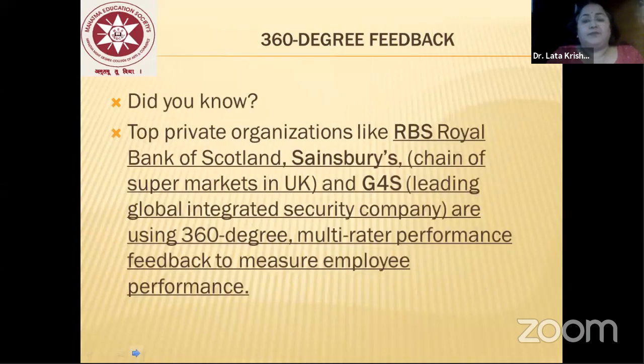Now, did you know Royal Bank of Scotland, Sainsbury, which is a chain of supermarkets in the United Kingdom, and G4S, a leading global integrated security company, all of these big companies are using 360-degree multi-rater performance feedback to measure employee performance.